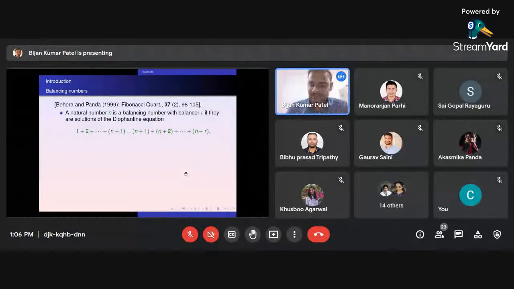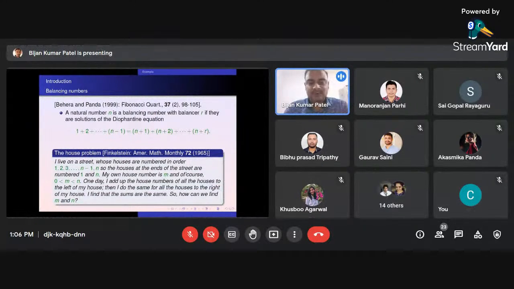So basically this n, the balancing number, was proposed by Finkelstein in 1965 as a house problem. And what is the house problem? Suppose I live on a street whose houses are numbered in order 1, 2, 3 up to n minus 1 up to n. So the houses at the ends of the street are numbered 1 and n. My own house number is m, and of course m lies between 0 and n.